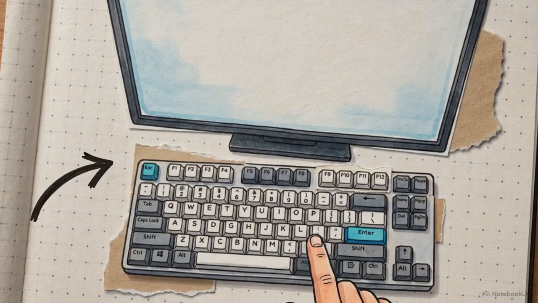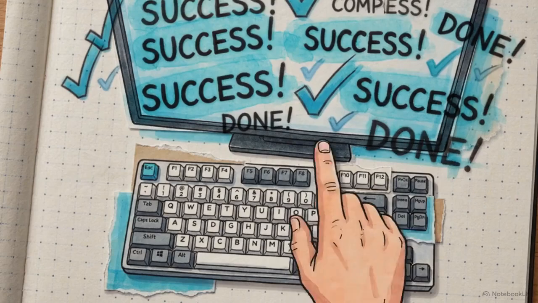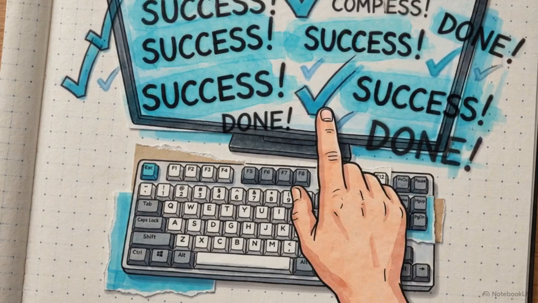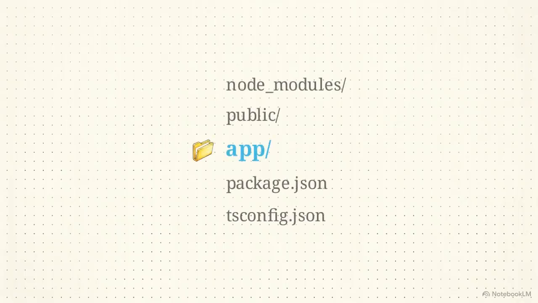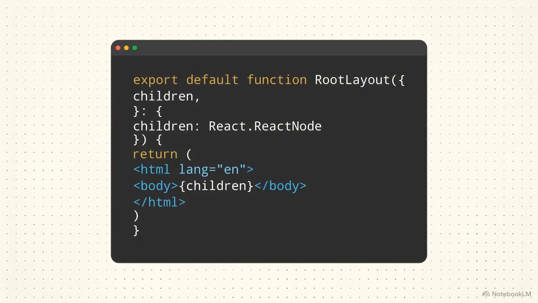By letting the CLI handle these defaults, you compress what used to be hours of version matching and dependency installation into a single keystroke. In this isometric view of the project folder, the architecture revolves around the highlighted app directory, the framework's central nervous system. Inside is layout.tsx, the mandatory structural skeleton containing your foundational HTML and body tags.